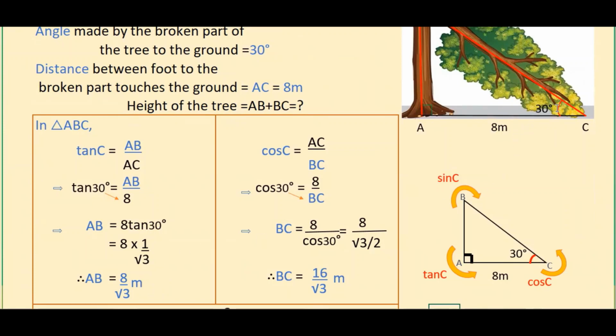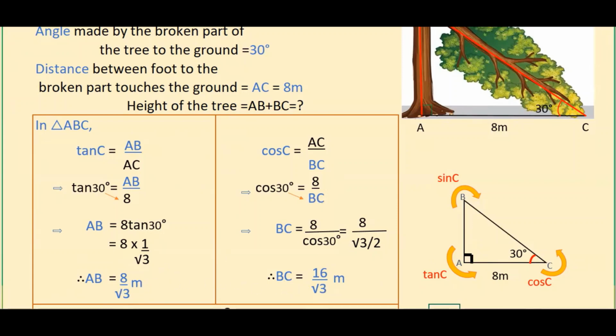And cos C is equal to adjacent side by hypotenuse. So AC by BC. From this figure, you can see AC by BC. So cos 30 is equal to 8 by BC. So BC is equal to 8 by cos 30, and cos 30 value is root 3 by 2. So 8 into 2 by root 3, that is 16 by root 3 meters. So BC is equal to 16 by root 3 meters and AB is equal to 8 by root 3 meters.